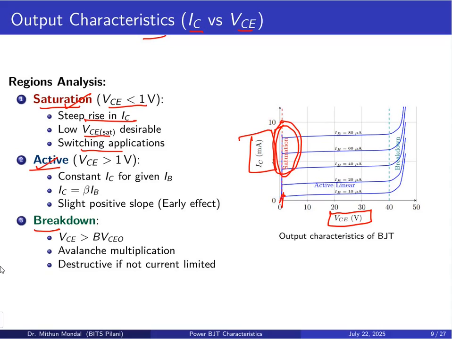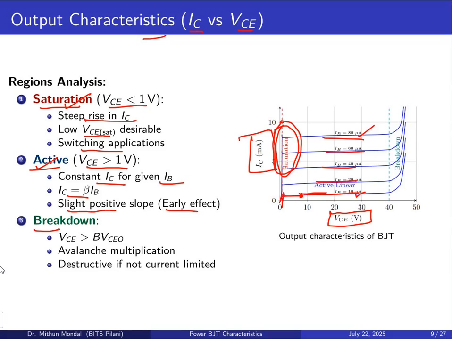In the active region, which is collector to emitter voltage greater than 1 volt, so you are crossing here the 1 volt, then you will be getting a constant collector current for a given base current. So you can see that these are the given base currents and the collector current is constant. The curve is shown from 10 microampere to 80 microampere. The collector current is equal to beta times the base current. So you are getting a linear characteristic, and it has a slight positive slope due to the early effect.